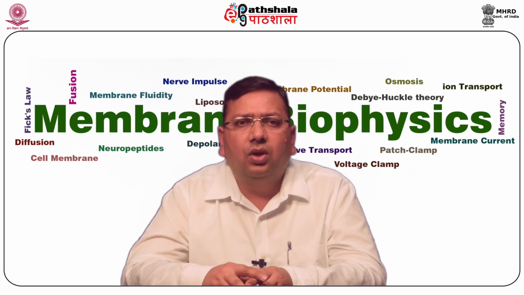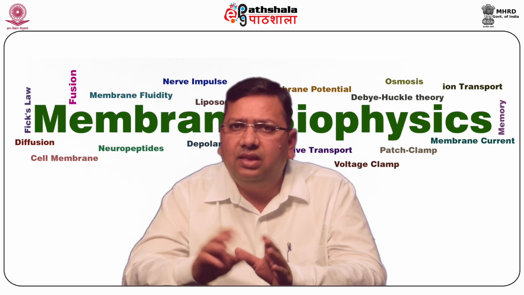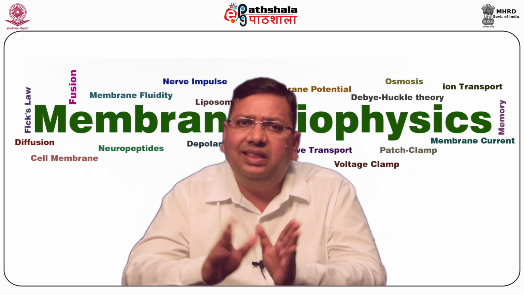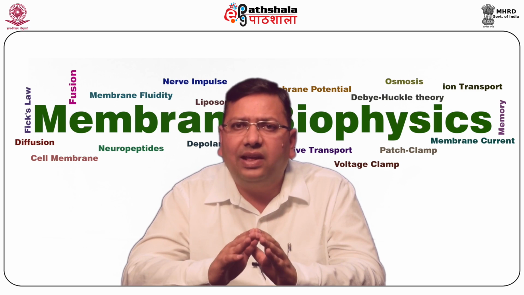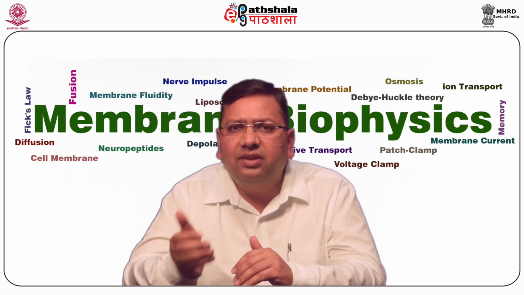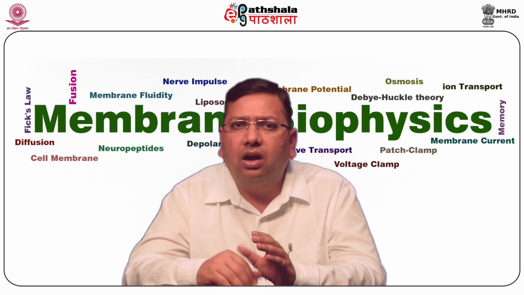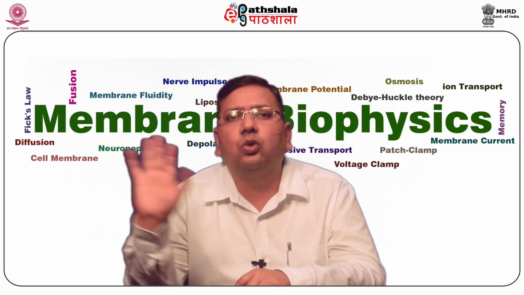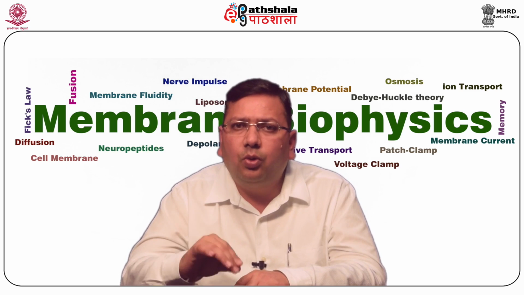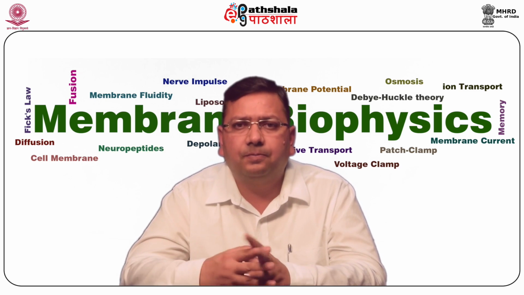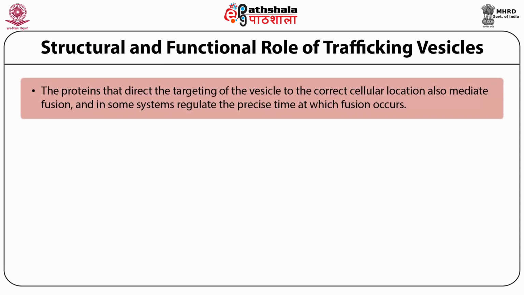A formed vesicle carries the proteins that were present in that stretch of membrane as well as the molecule that has to be transported. At last, fusion of the vesicle occurs with the membrane of the target location, where the soluble molecule reaches its destination. The proteins that direct the targeting of the vesicles to the correct cellular location also mediate fusion and in some systems regulate the precise time at which fusion occurs.